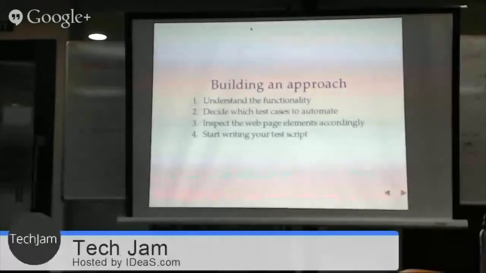Now we'll see how you build an approach towards web test automation. First is to understand the functionality of your application. Write your test plan, write your test cases, and decide which test cases you want to automate. Don't just write everything and make a big stack of Selenium or whatever web UI automation tests. This is not a good practice. Once you're done deciding which test cases you want to automate, you need to inspect the web page elements accordingly. So how do you inspect the web page elements?